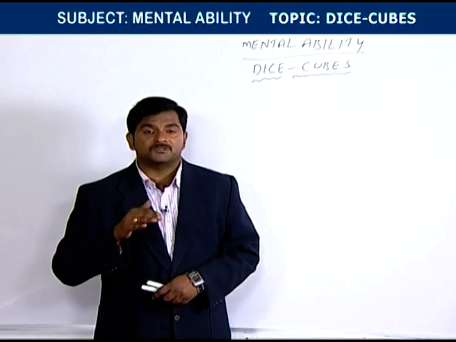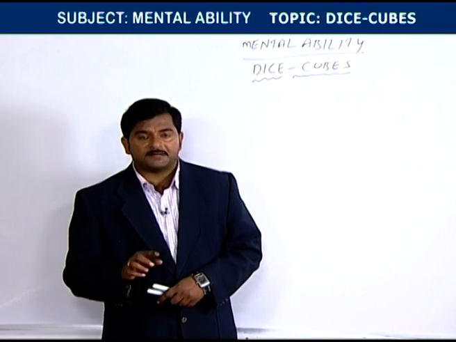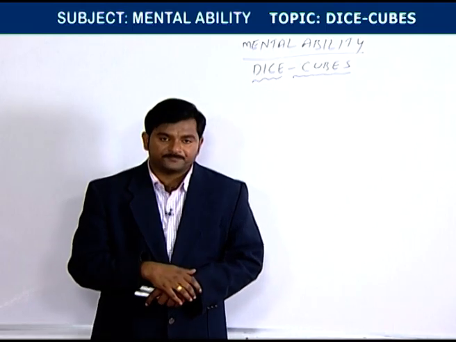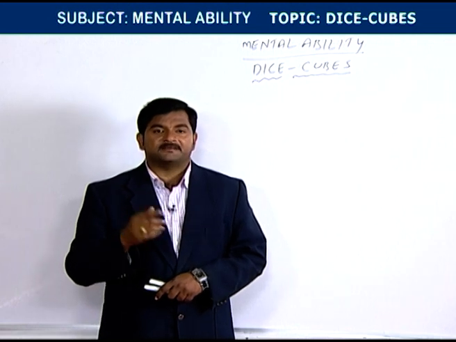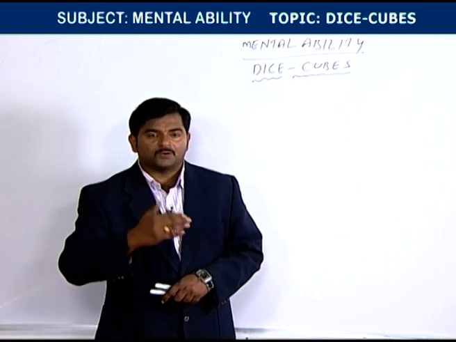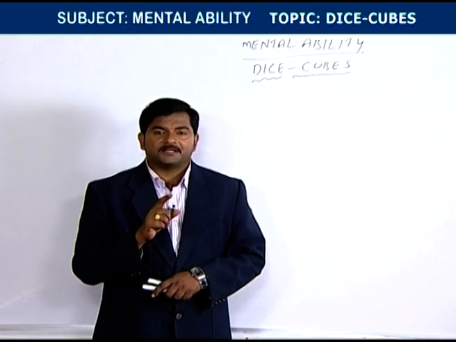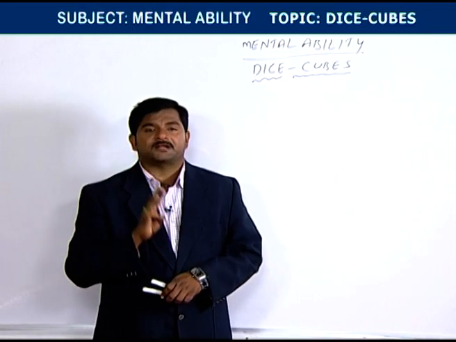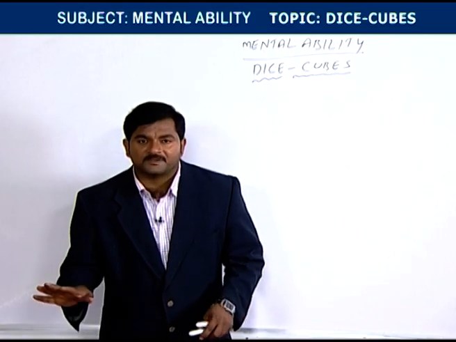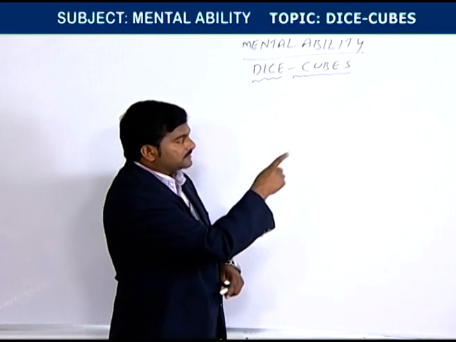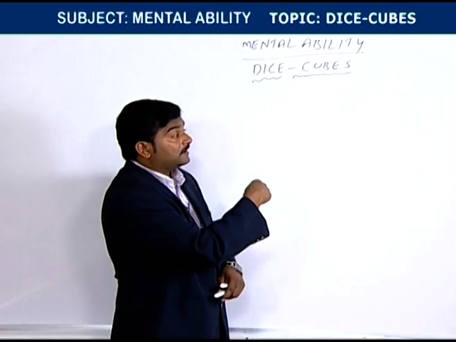If a die is rolled, then at a time we can see only 3 surfaces. Even though a die has 6 surfaces, if I am rolling a die, I can see only 3 surfaces at a time. I cannot see all 6 surfaces. That's why I have just now drawn the colored cube.